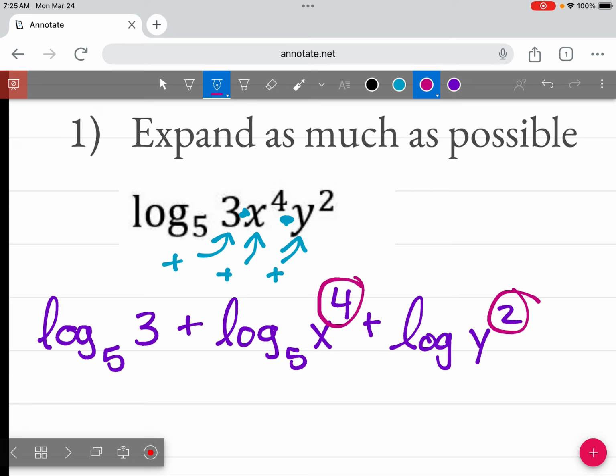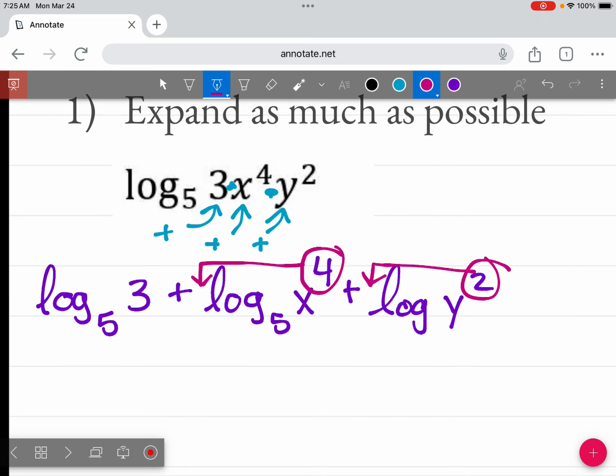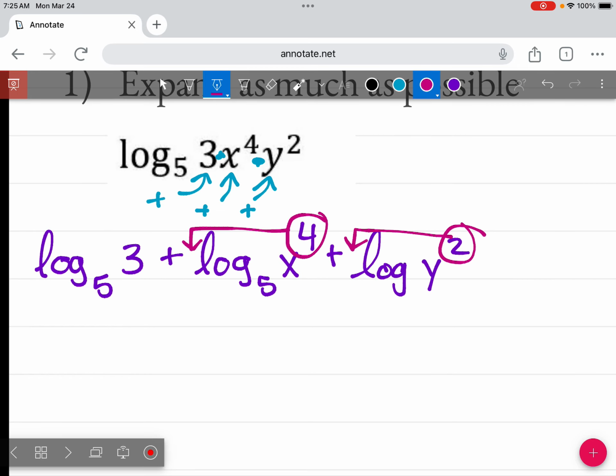Say it again because I didn't hear you. They go in front. They come down and go in front. This guy comes down and goes in front. They're going to become coefficients. They're going to become multipliers. They come down and go in front. However the words work for your brain, think of it that way.